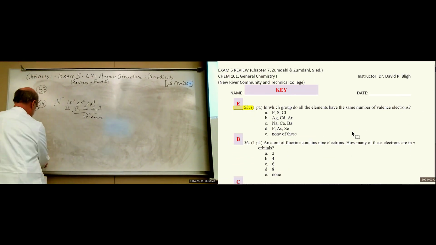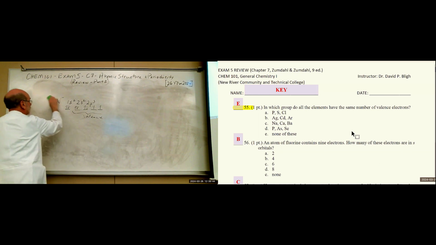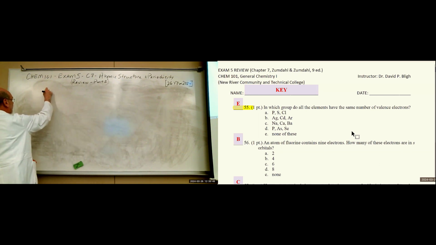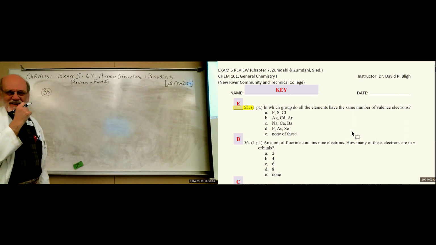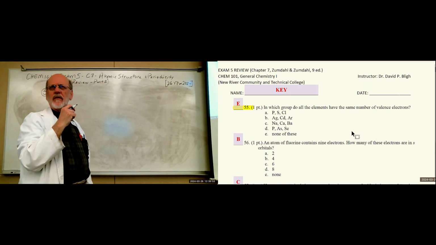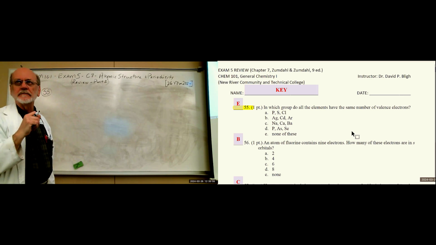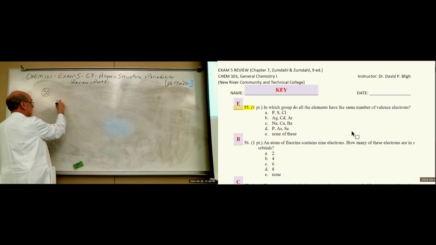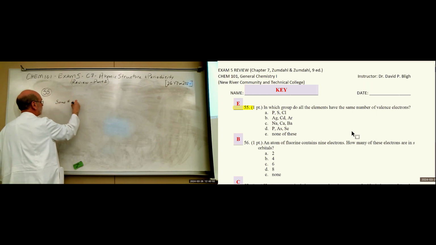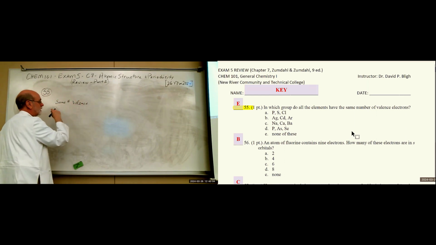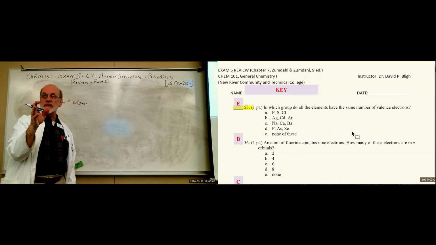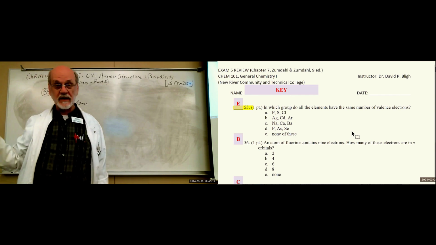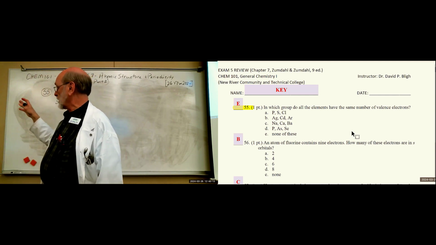All right. Let's have a look at 55. In which group do all the elements have the same number of valence electrons? If the question is the same number of valence electrons, then you look for all the elements coming from exactly the same group. So all you have to do is look at the periodic table, say phosphorus and sulfur.